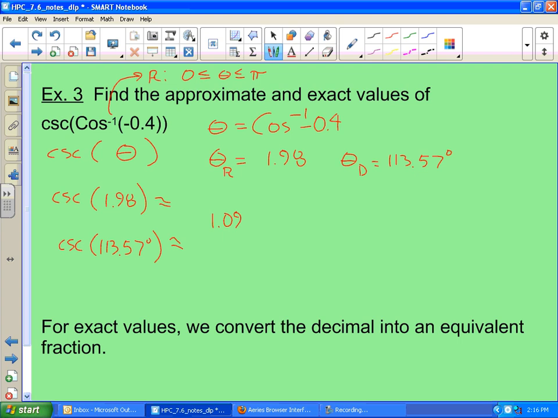That's all you need to know, because all that tells me is when I get an answer of theta, it better fit within here. And if it's not, we got to make it fit. No, because we're not dealing with the inverse cosecant. All right, so how do we find the exact one? That's a good question.